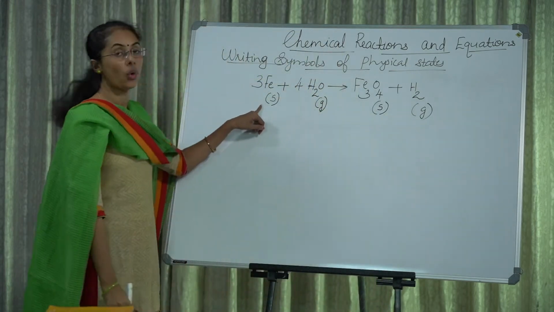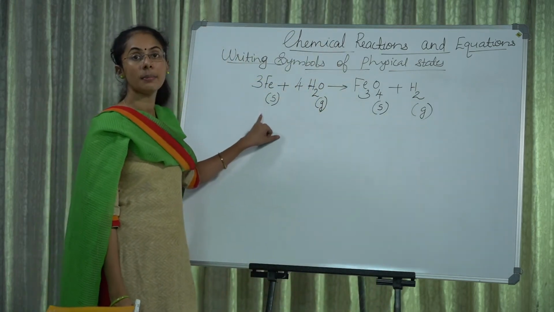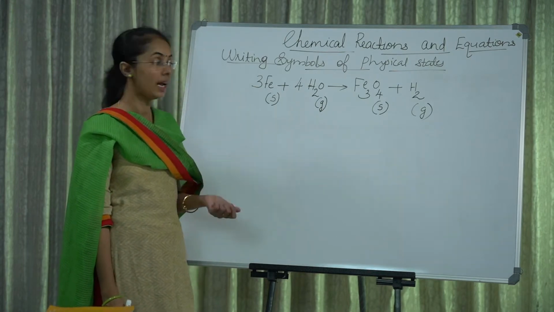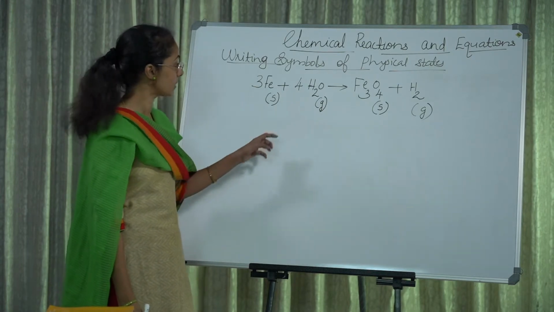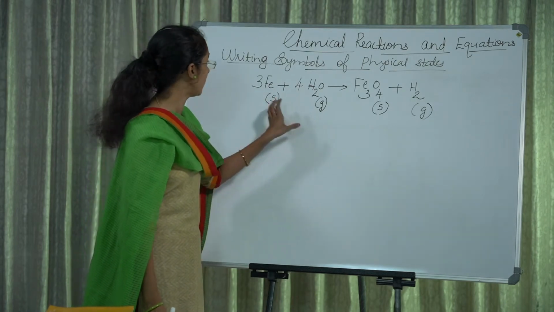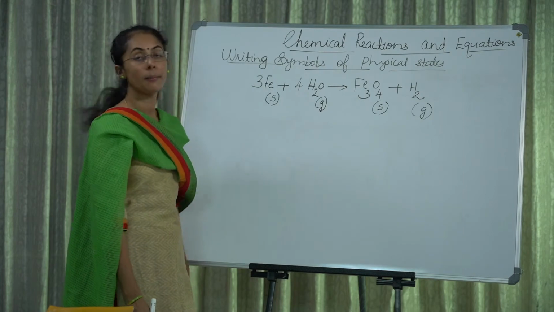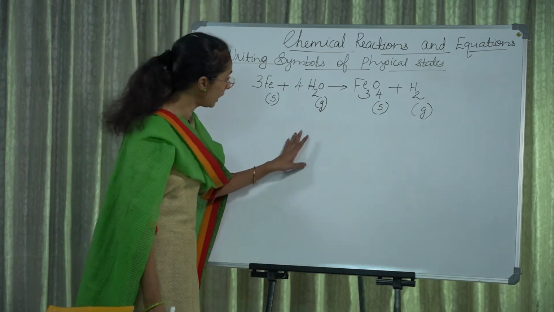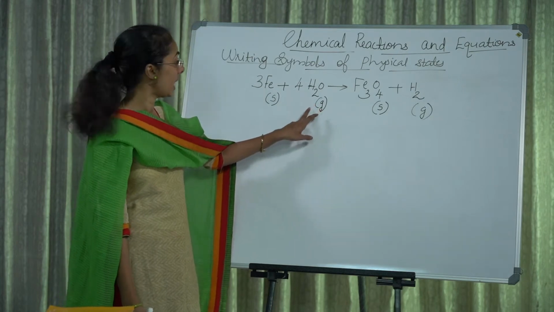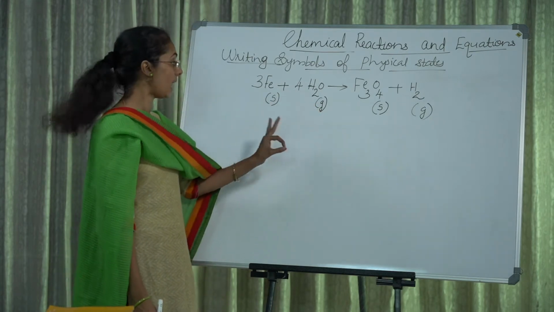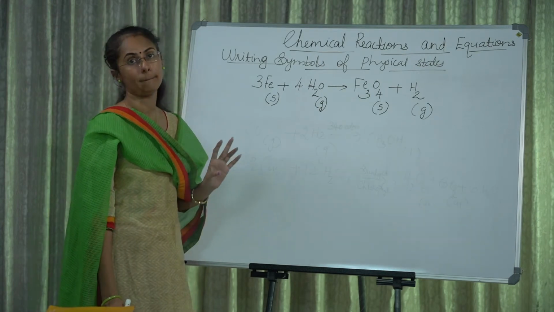Okay, then solid state we can represent using the symbol S, in the liquid state we can use the symbol L, and the gaseous state we can use the symbol G. These are the physical states. In these ways we can represent the symbols of physical state. Once more, solid S, liquid L, and gas, in the form of steam, we represent using the letter G.